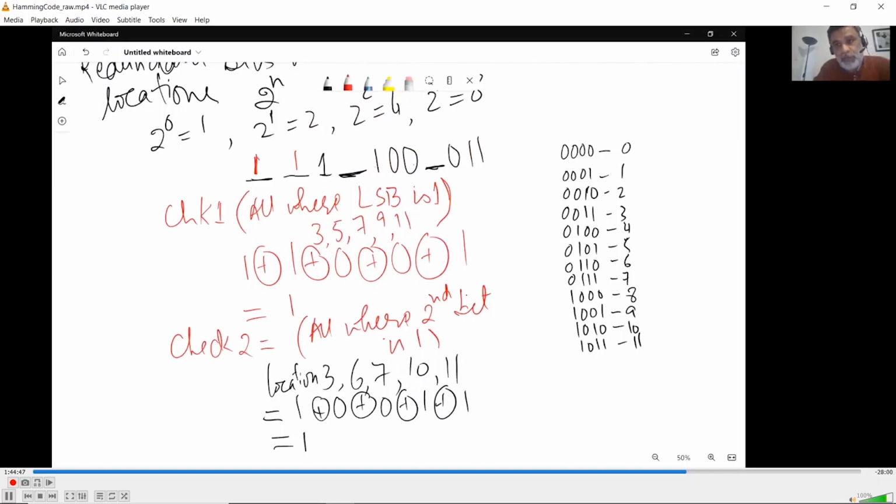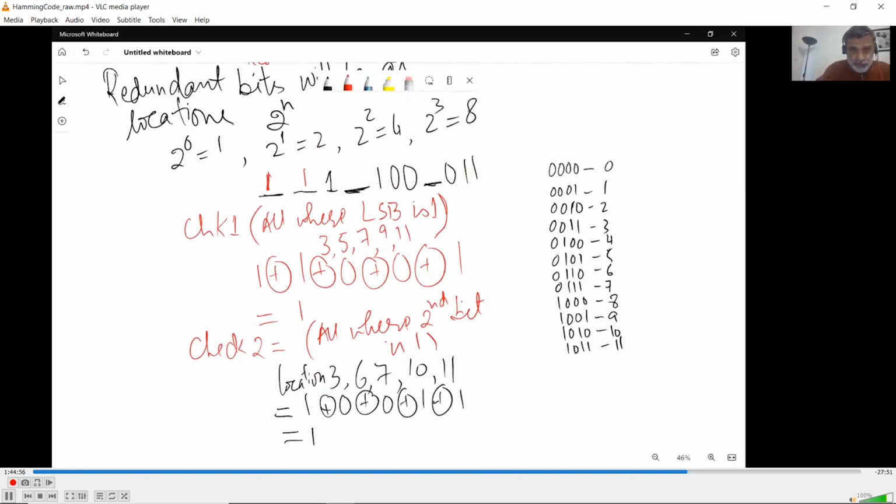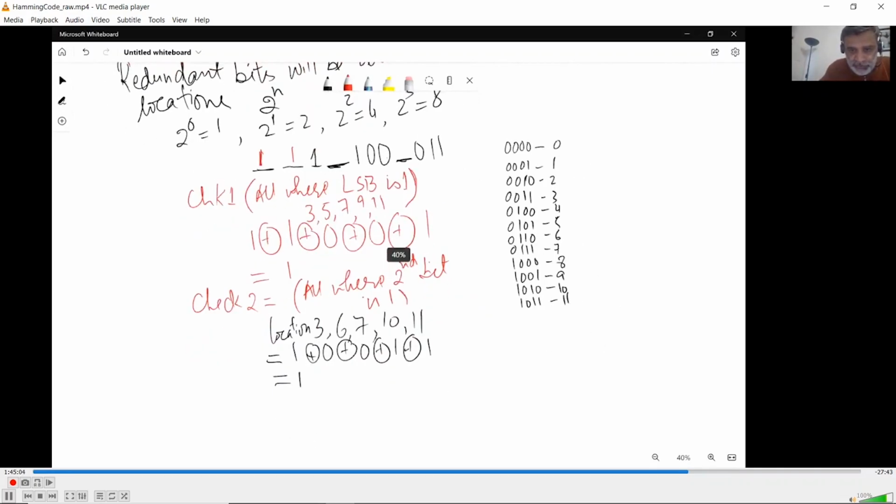I hope you are clear with this. If you have a confusion, let me know. So now we would move to check 3, or I would say check 4 rather. 1, 2, 3, 4. So again, we move to check 4.